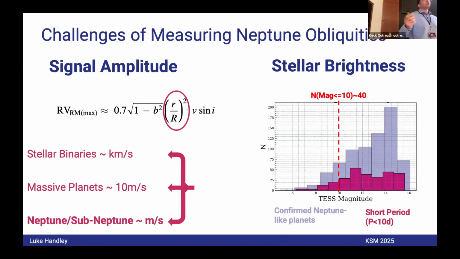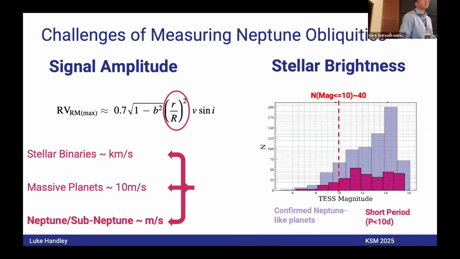So why don't we just go and measure hundreds of Neptunes, right? And then just put it to bed. Like, what are the dynamics that are occurring? Well, unfortunately, there are two problems, right? So here, once again, I have this equation for the RM amplitude. And it scales as the ratio of the surface area of the occulting object to the stellar host.